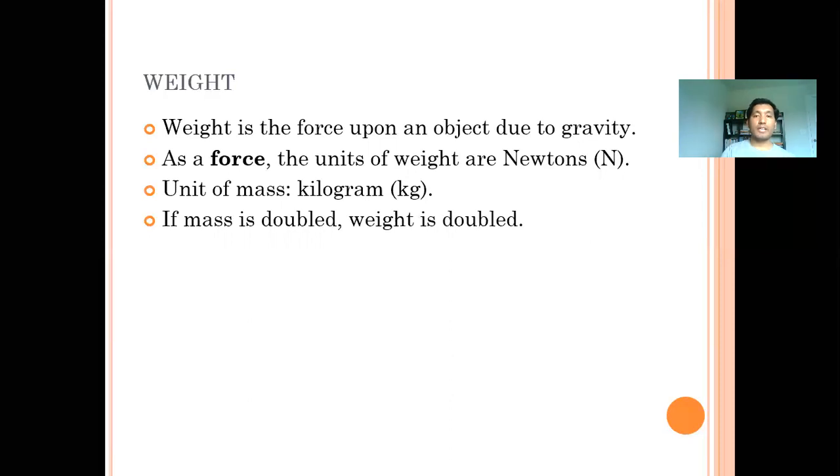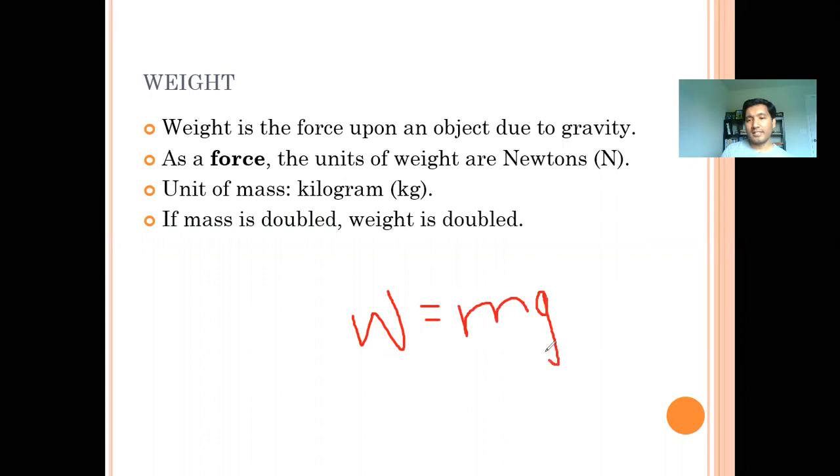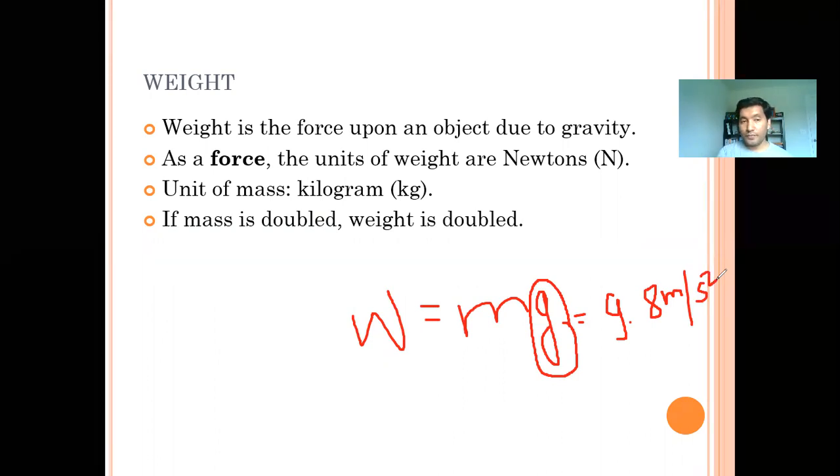Okay, how can we calculate weight? You can simply calculate weight by using this formula. W is weight. W is equal to mass multiplied by g. What is this g? This is acceleration due to gravity. Here on Earth, the value of g is 9.8 meter per second squared, right? So of course, the unit of weight is Newton.